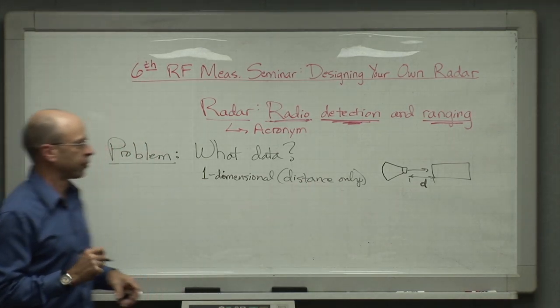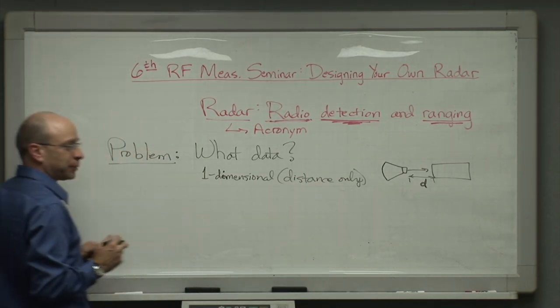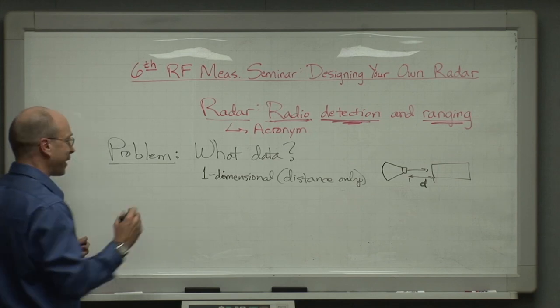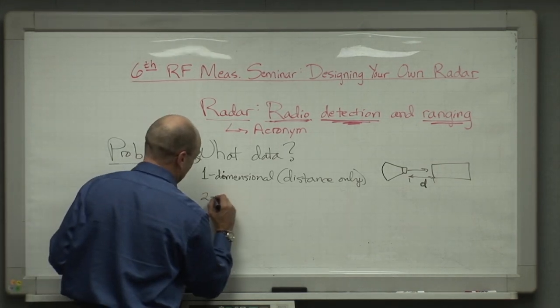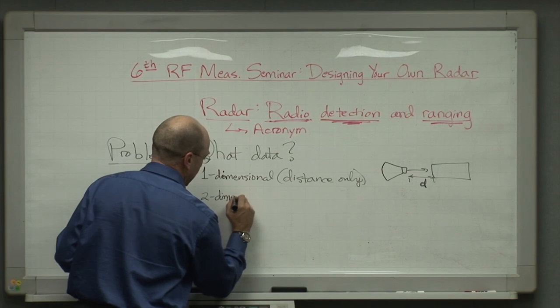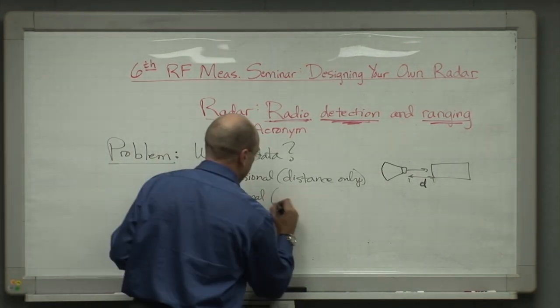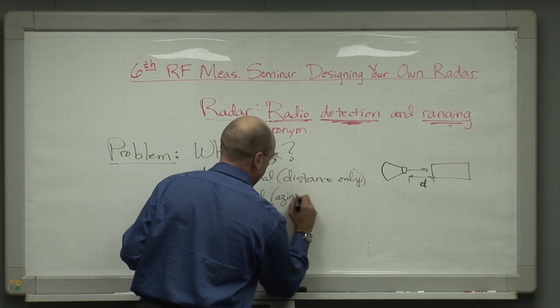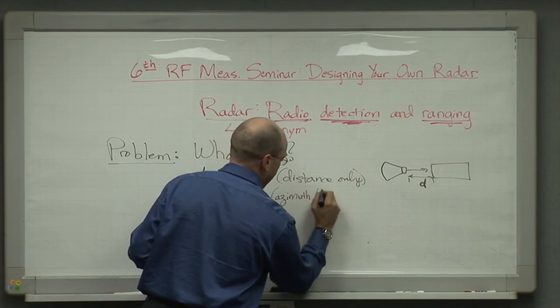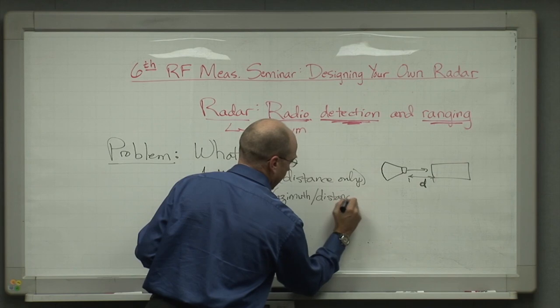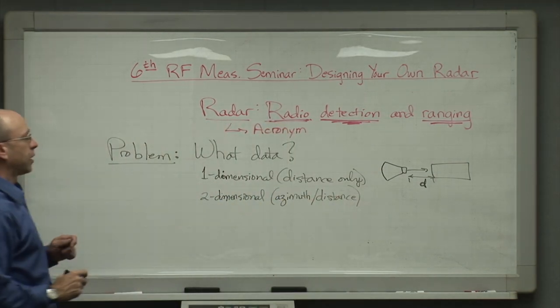And there are other applications for one-dimensional radars, assuming that you're lined up, right? And that isn't always a trivial problem. Two-dimensional data are the most common. And two-dimensional data are typically, as I was saying, azimuth and distance out to a target.